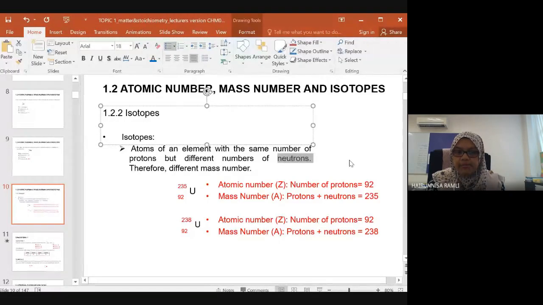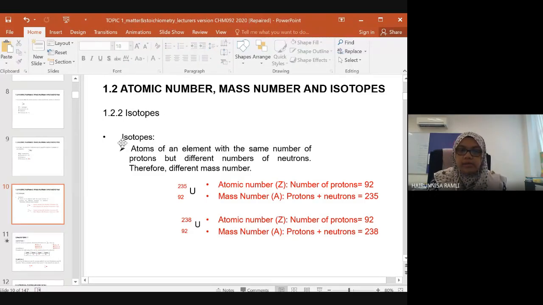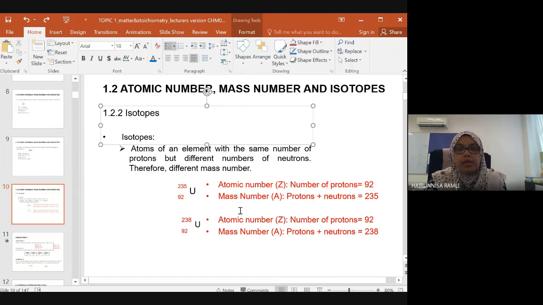I know it is right, but for me, the correct one is this: because you have different mass numbers due to different neutron numbers. You have different nucleon numbers due to the different number of neutrons. That's why for me, the correct definition of isotope is atoms of an element with the same number of protons but different number of neutrons. Okay? This is good if they ask a question about the definition.